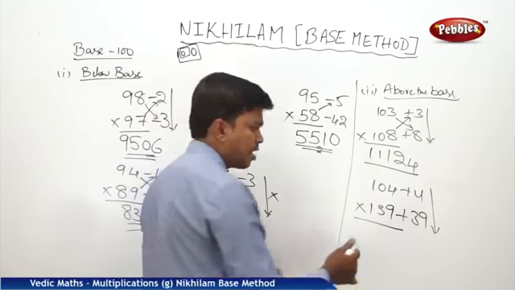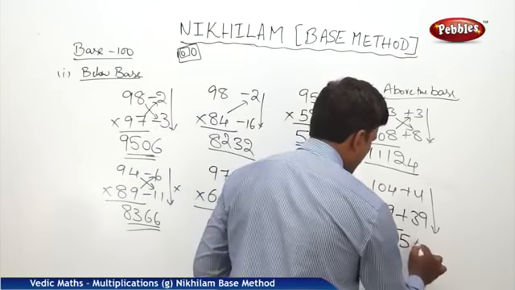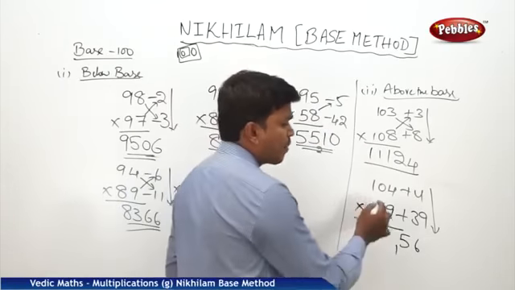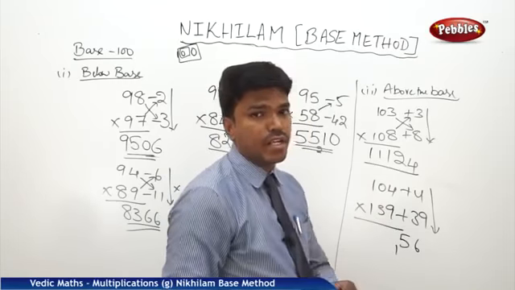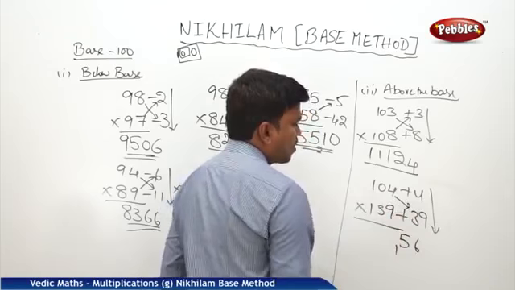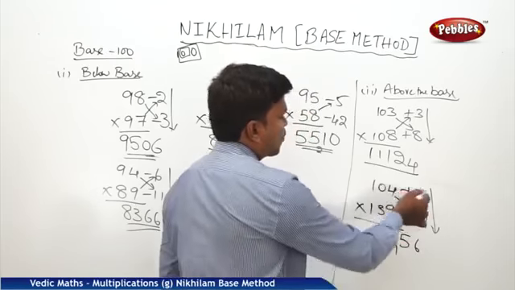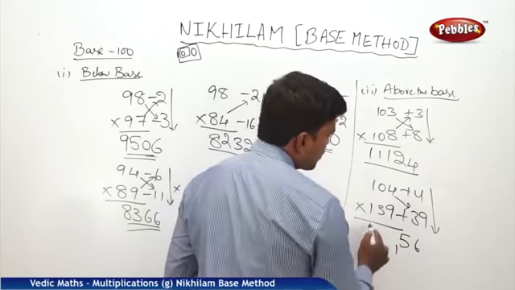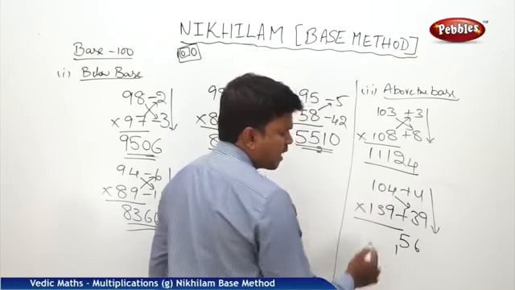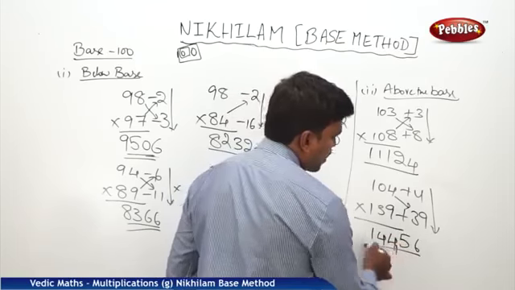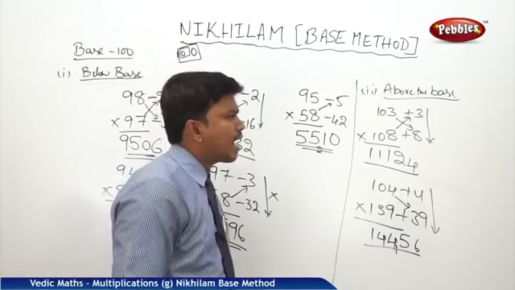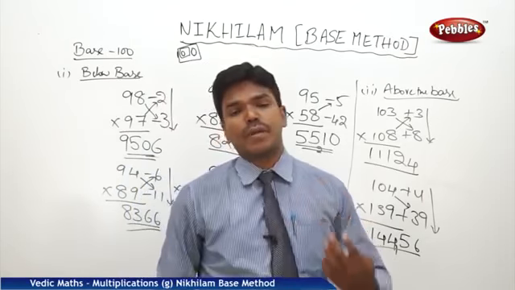156. In 156, I am going to write only 56 and 1 will be the carry. Why? Because the base is 100, so the right side part should consist of only 2 digits. Now cross addition. 104 plus 39, 139 plus 4. Both are the same. How much? 143. 143 plus 1 carry, so 144. So my answer is 14456. Yes or no? So like this we can calculate even the numbers which are above the base.